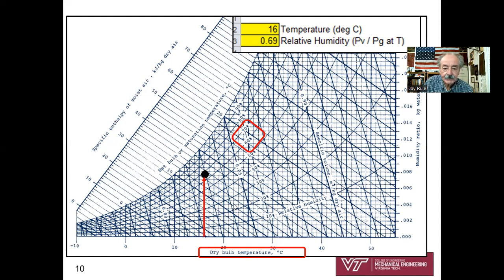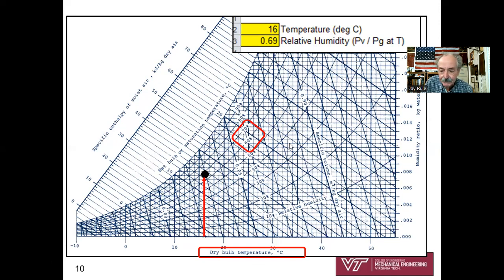All right, we've got a dry bulb temperature of 16. Oh, dry bulb. Here's my thermometer. Here's the bulb of the thermometer. It's dry. So that's why we call it the dry bulb temperature. It's 16 degrees C. I'm going to be somewhere on this vertical line.